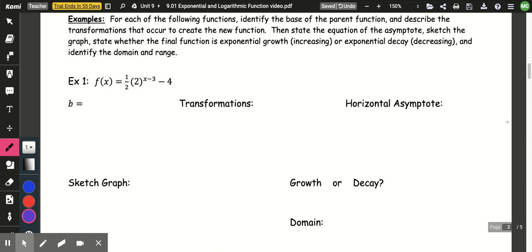Okay, so we're going to go through a few examples here. For each of these, we're going to identify the base of the parent function, so we're going to figure out what b is. I will describe the transformations that occur to create the new function, and then state the equation of the asymptote, sketch the graph, state whether the final function is exponential growth, so whether it's increasing as we move from left to right, or exponential decay, so decreasing as we move from left to right, and then we'll identify both the domain and the range.